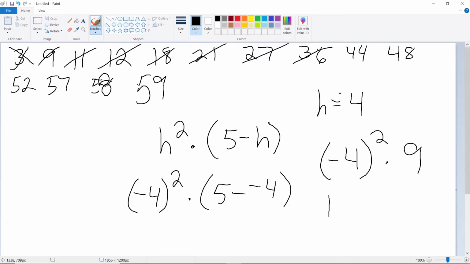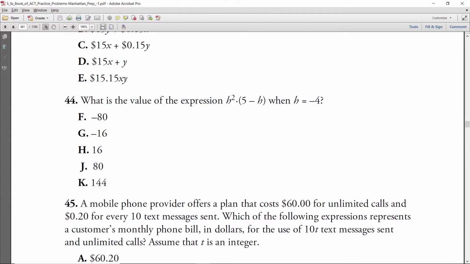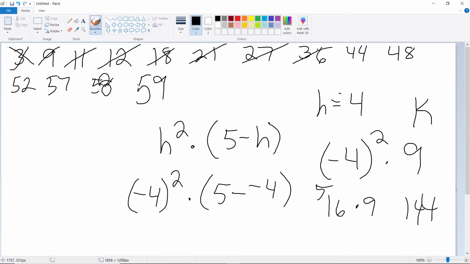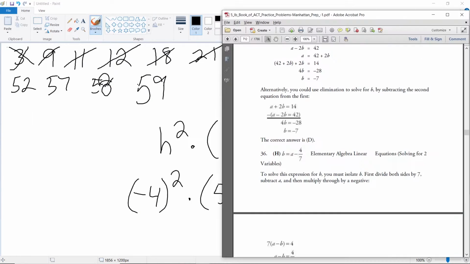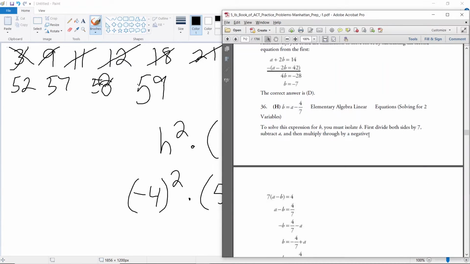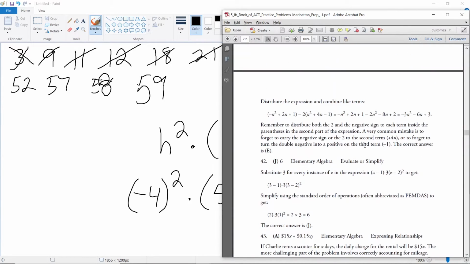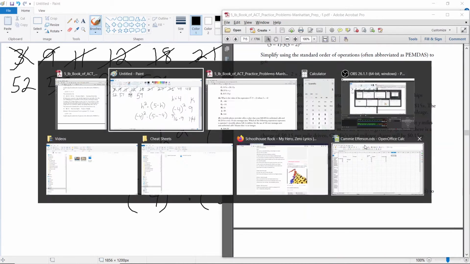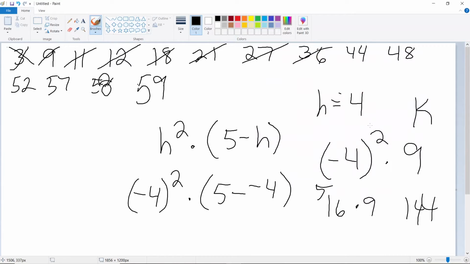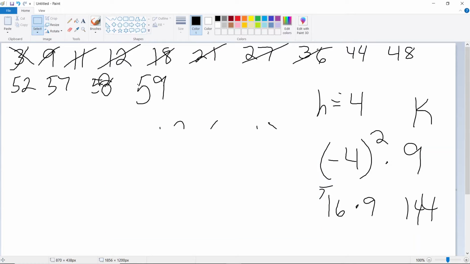Write it on your calculator. That's 16 times 9. And what's 16 times 9? 144, which is answer K. K as in cat, if you spell it with a K. If you spell cat with a C, then it would have to be K as in kitten. But a kitten will grow up to be a cat anyway, and so we're good. All right, K, let's see. K, 144. Yes, it was. Okay, so all you have to do sometimes is just plug in some value for the variable.